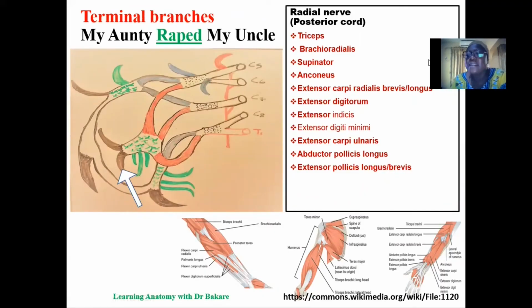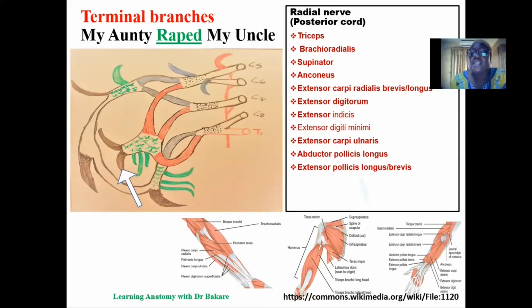The extensor carpi radialis longus and brevis are seen in the posterior part of the forearm. The extensor digitorum helps to extend the digits. The extensor indicis helps to extend the index finger. Then the extensor digiti minimi helps to extend the last finger, the smallest finger. We have the extensor carpi ulnaris. We have the abductor pollicis longus. Pollicis means thumb, so it helps to abduct the thumb. Then we have the extensor pollicis longus and brevis, which help to extend the thumb. All these muscles are seen at the posterior part of the upper limb and are of course supplied by the radial nerve.